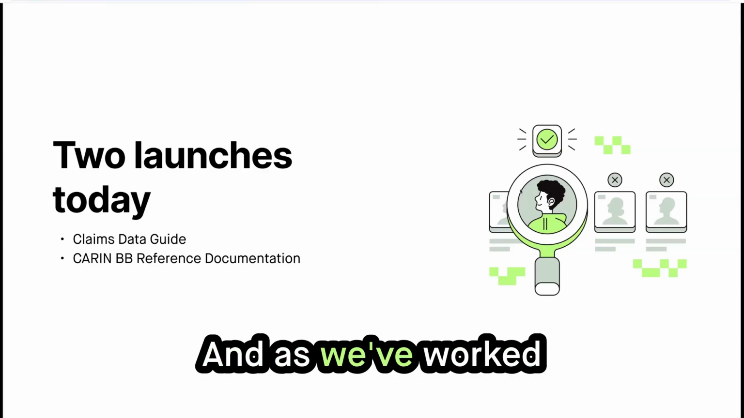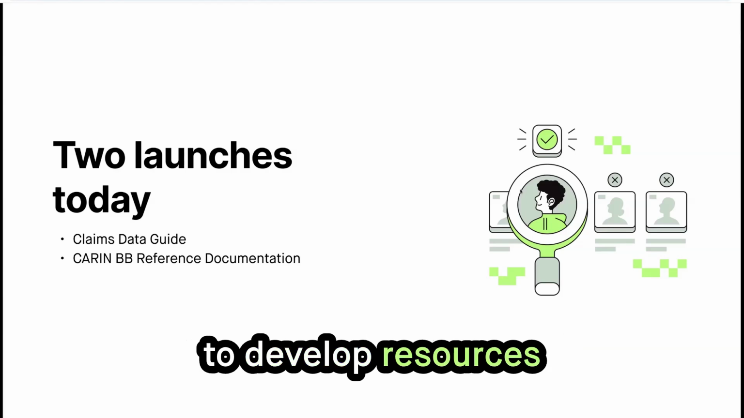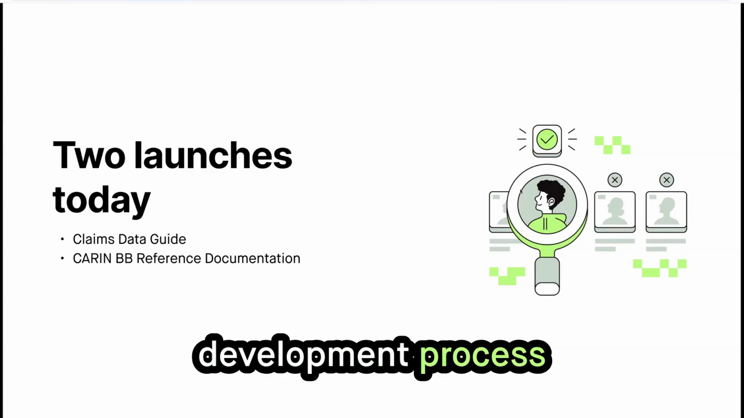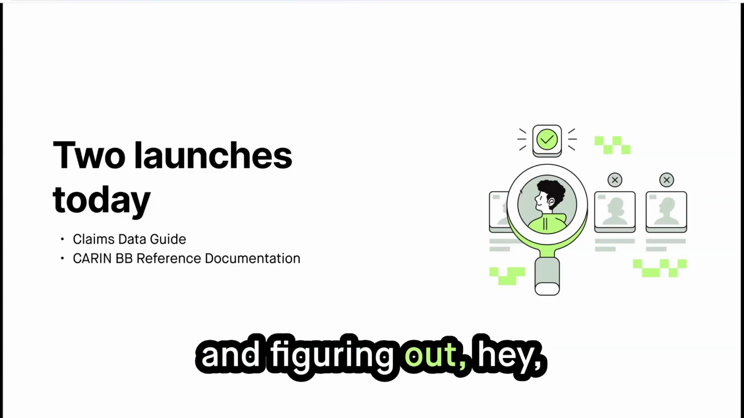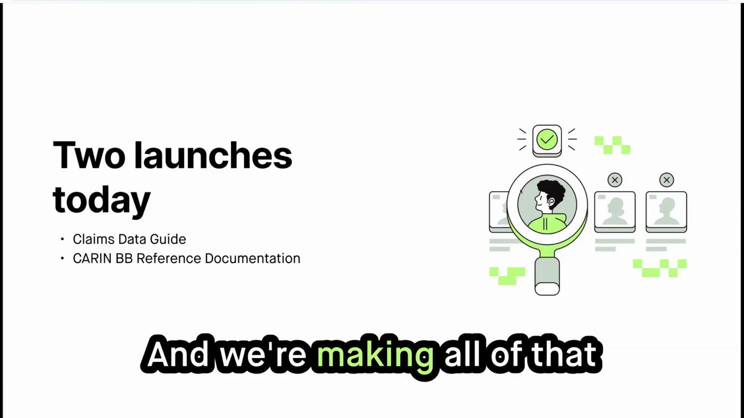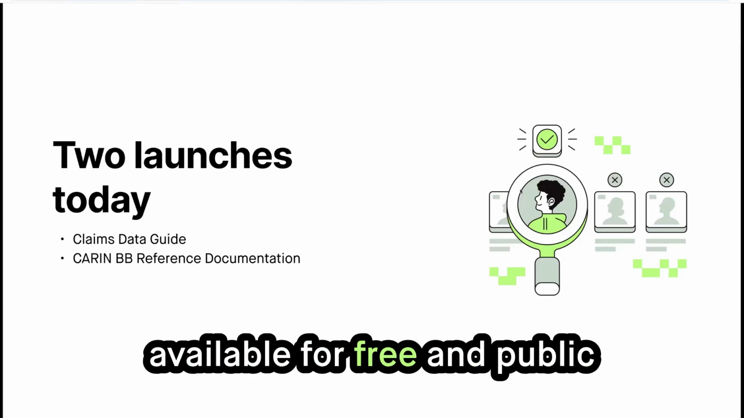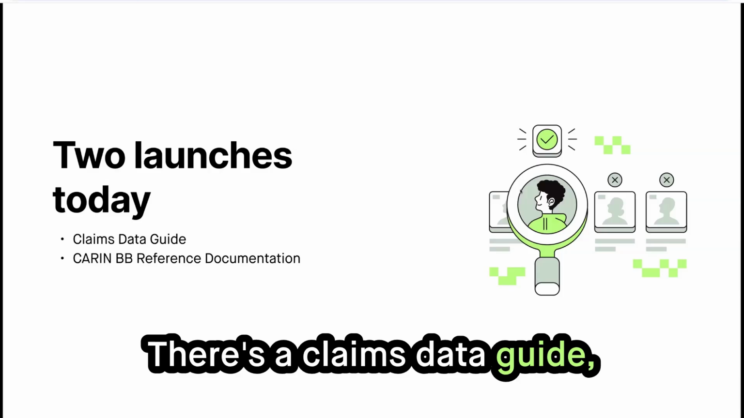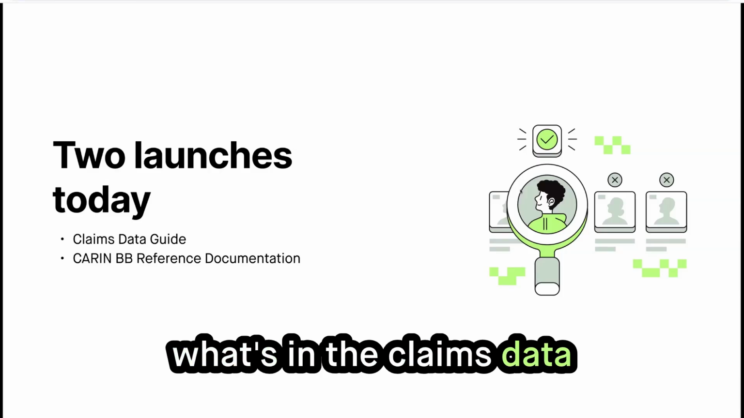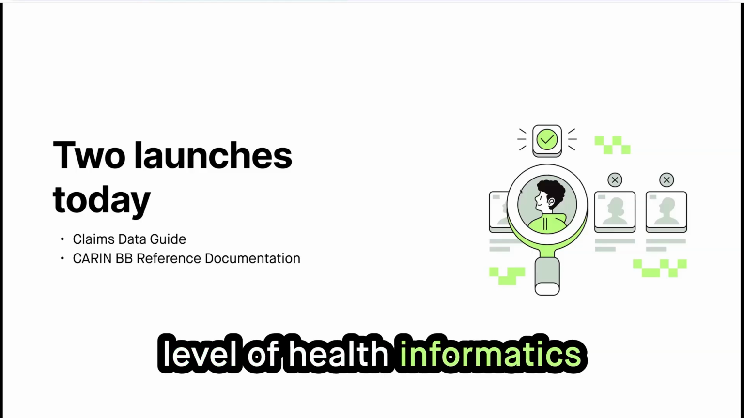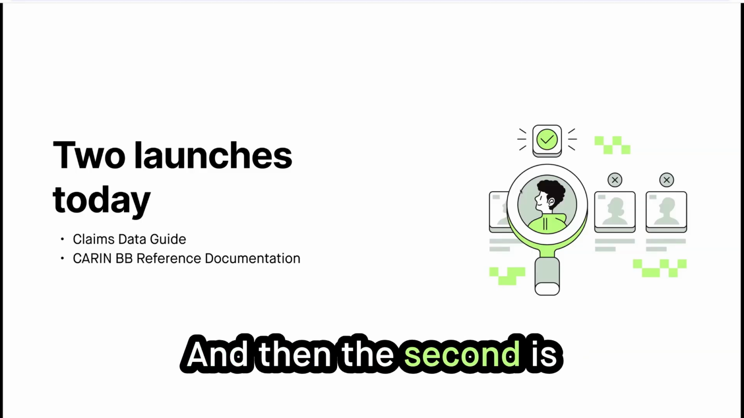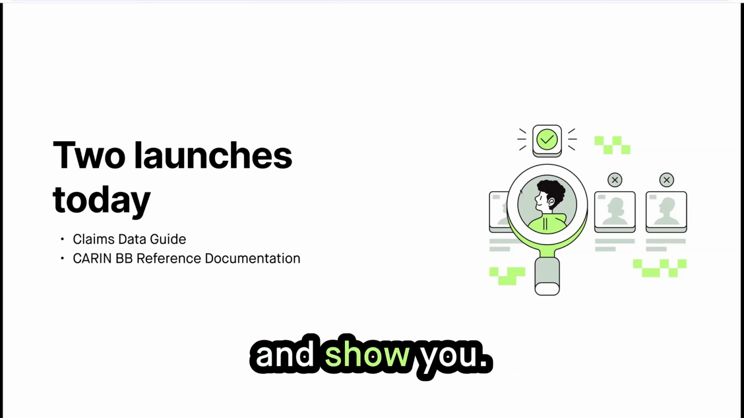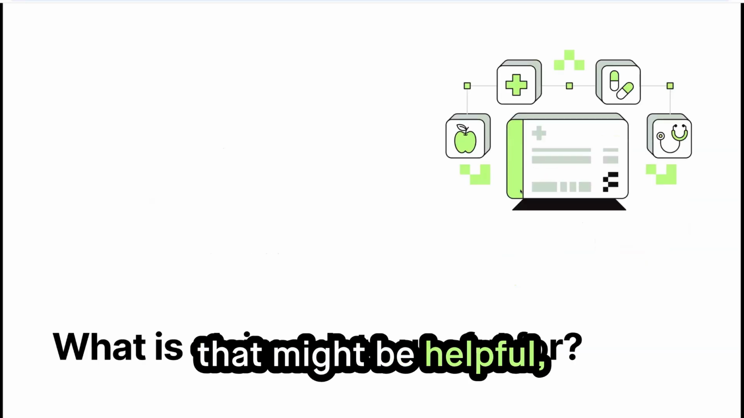And as we've worked with this data, we've had to develop resources independent of the great ones made available by the HL7 standards development process. We've had to support ourselves internally in figuring out, hey, what is in this data? And we're making all of those internal resources available for free and public today on our documentation. So there's two parts of that. There's a claims data guide, which covers more broadly what's in the claims data and how to get down to the level of health informatics with that question. And then the second is detailed reference documentation for the explanation of benefit. And I'll explain and show you what that is and why that might be helpful.